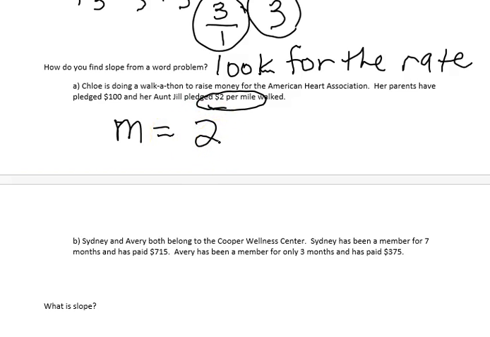And in class, we talked about the whole equation. The money earned is going to be equal to 2 times, let's use E for the money earned, 2 times the number of miles walked, plus the $100 that she got from her parents.